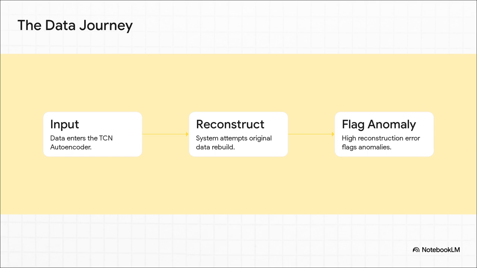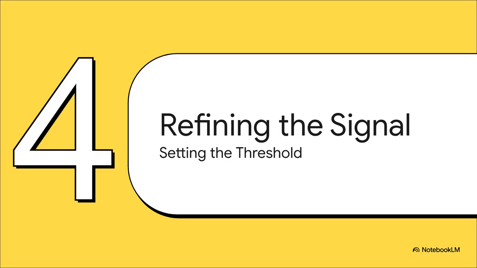And finally, Step 3. We measure the difference between the original data and the model's reconstruction. If the system struggles to rebuild a specific data point, it spits out a high reconstruction error. Think of it like a highly advanced game of spot the difference. A massive error means the incoming data was so weird, so out of left field, that the model just couldn't recreate it. Boom, that flags your anomaly. Section 4. Refining the signal.